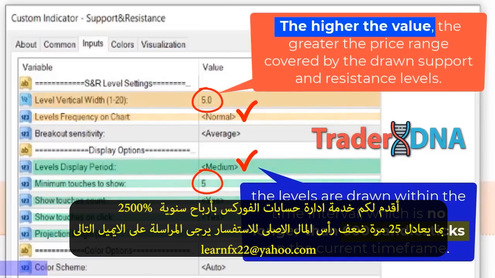Color options block. Color scheme. By default, the indicator automatically detects the color scheme depending on the chart background. If necessary, select the desired color scheme from the list. This should be simple enough.